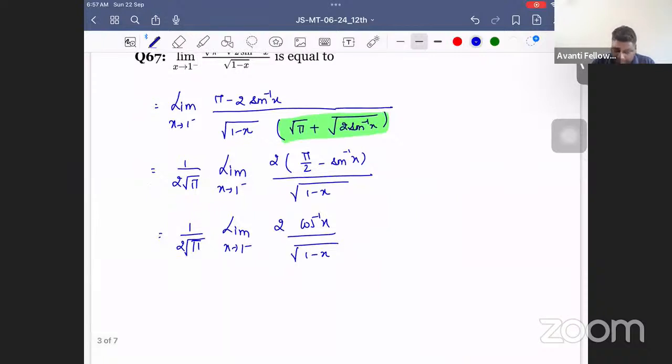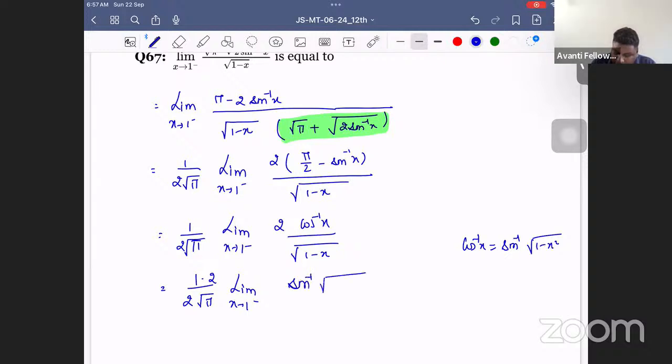Am I clear? So it is 1 upon 2 root pi, limit x approaches 1 minus. Take this 2 also outside. Now this cos inverse x can be written as sine inverse of root 1 minus x square. Rest it is 1 minus x in the denominator.